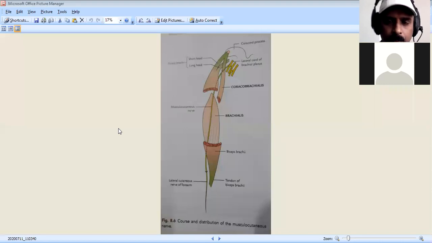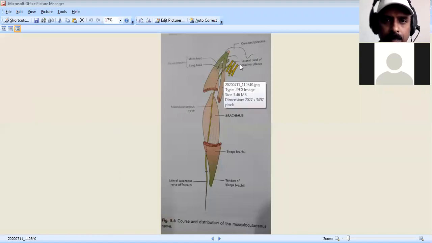This is the common one you have to know. It arises from the lateral cord of the brachial plexus, and the nerve runs its course on the muscle known as the brachialis. When we cut the biceps brachii, below it the nerve is running.